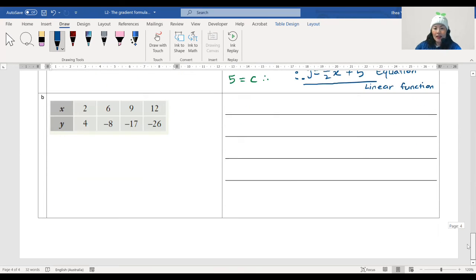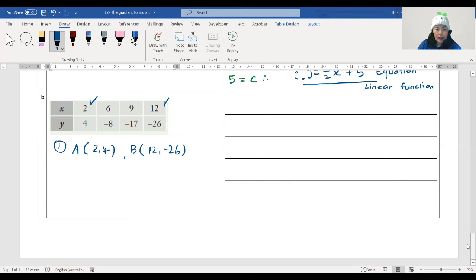Okay, so let's have a look at the last question. Again, I can pick any point that I like here, but I'm going to choose the first one and the last one just for fun. Technically, ideally, during the exam, you will choose the first and second one because 2 and 6 are a lot smaller values than 12 to calculate. So first step, my point A is 2 and 4, my point B is 12 and minus 26. It doesn't really matter. You can choose 6 and minus 8, 9 and minus 17.